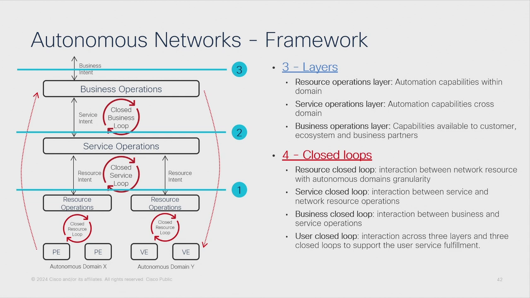And then we have the closed loops. Closed loop at the level of the resources, services, business, and finally the user closed loop, basically the super loop going from the user to the devices and back. But I guess you are now curious to know more about the different layers.